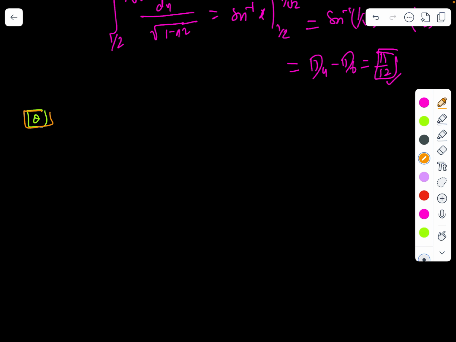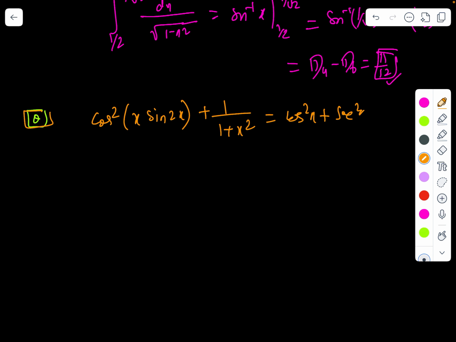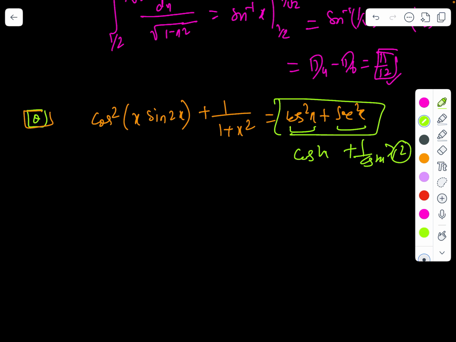One more problem is there, and I'm sure you can do it. So you have to find the number of real solutions if cos square x sine 2x plus 1 by 1 plus x square is cos square x plus secant square x. Now clearly you can see the right side will be cos square x plus 1 by cos square x, by AM-GM this will be greater than or equal to 2. So RHS is greater than or equal to 2.